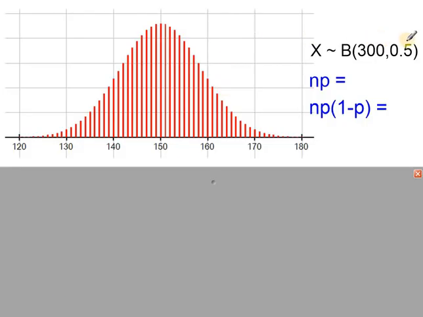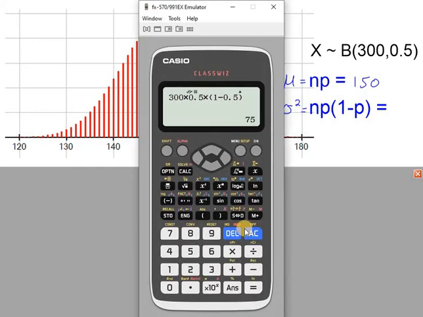In this binomial distribution, we have a large value for n, and p is 0.5, and we can see the shape of the distribution resembles a normal distribution. The mean is n times p, so this will give us the mean of the distribution. And 300 times a half is 150. And the variance, n times p times 1 minus p, which is 75.